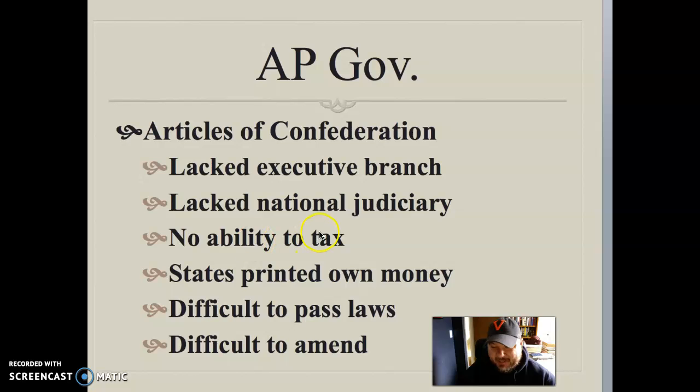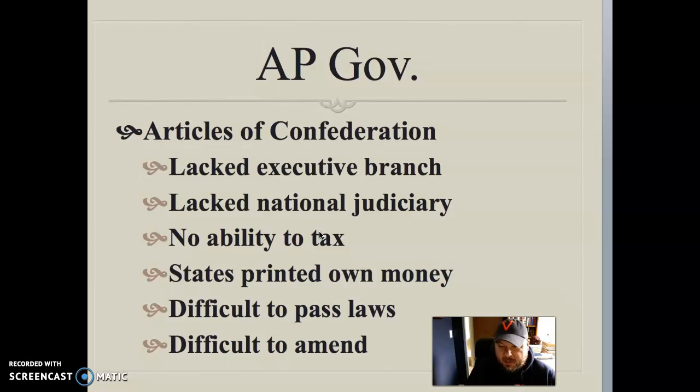We had no ability to tax. That might be the biggest problem. The government was broke. They had no money. So every time they needed money, they had to go out and say, hey, states, can you spare a little? We could use a couple bucks. Usually the states would say, go jump in a lake. We prefer not to do that.